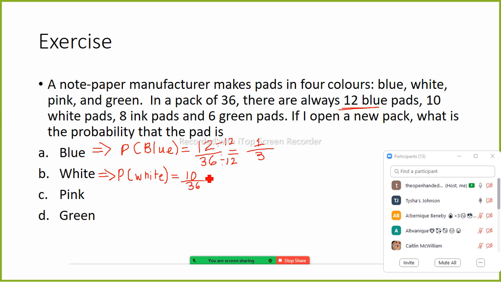8 can be simplified by 2, and it would be 5 over... Sorry, 5 over 18. 36 divided by 2 is 18.